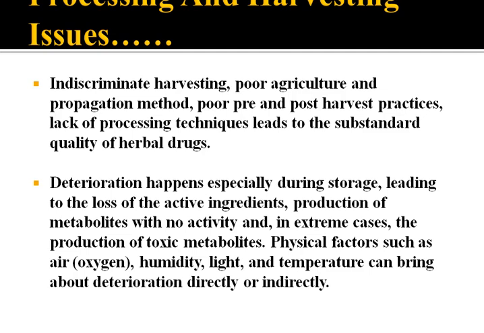Deterioration happens especially during storage. If the product or the raw material is not stored properly, it leads to the loss of the active ingredient, the API, the production of metabolites with no activity, and in extreme cases some toxic metabolites. So storage is one of the important factors we have to keep in mind, because during storage it leads to deterioration of the product.